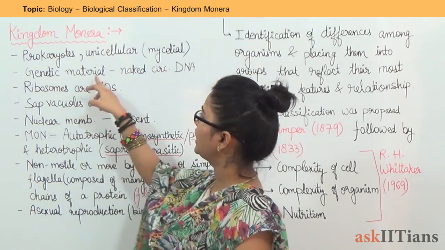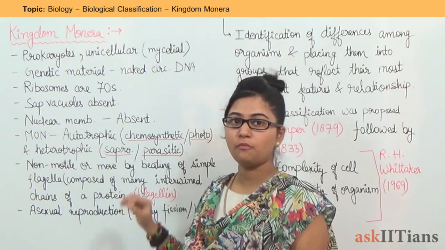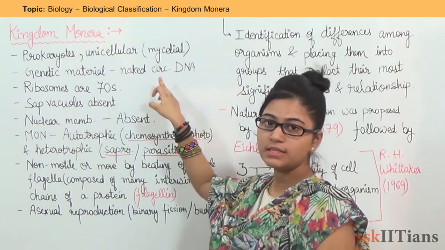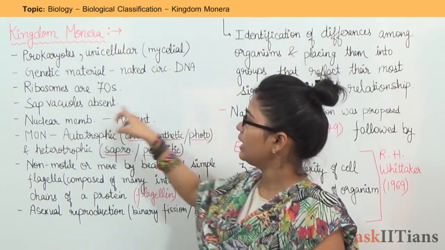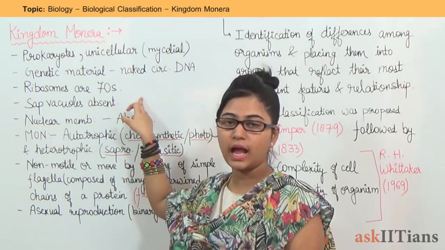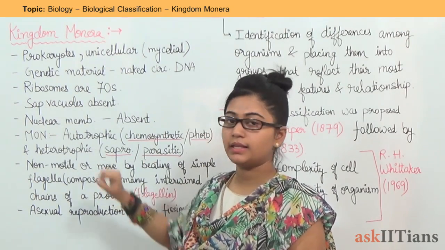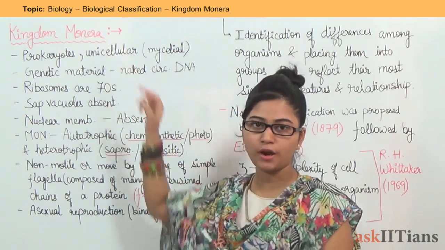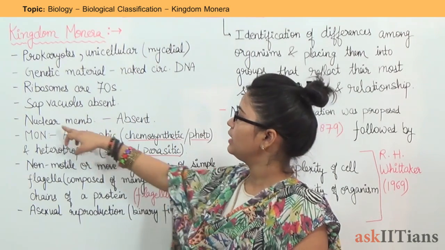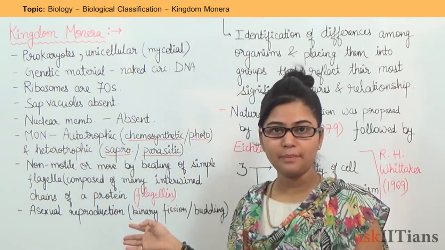Next is genetic material. Genetic material of Monera is naked circular DNA. Ribosomes of this category are 70S. The sap vacuoles in kingdom Monera are absent. Nuclear membrane is also absent.